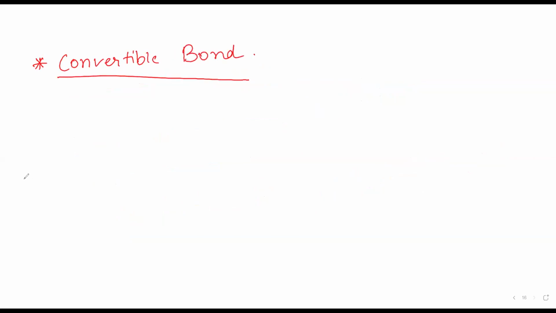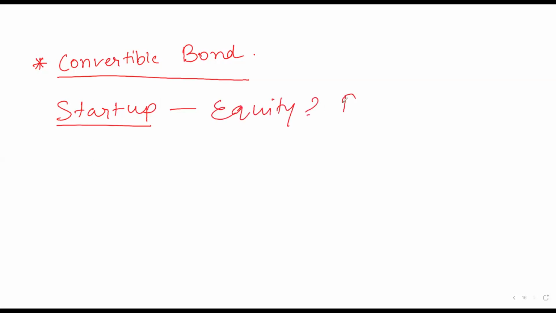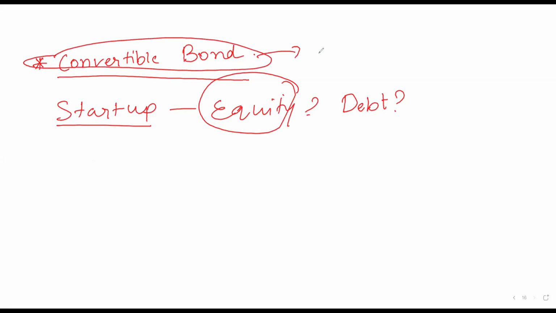There is something called a convertible bond. When I asked you, in a startup, whether you would invest in equity or invest in debt, most of you said you would invest in equity. But convertible bonds give you a better option than equity. The question is, how does the convertible bond give you a better option than equity?